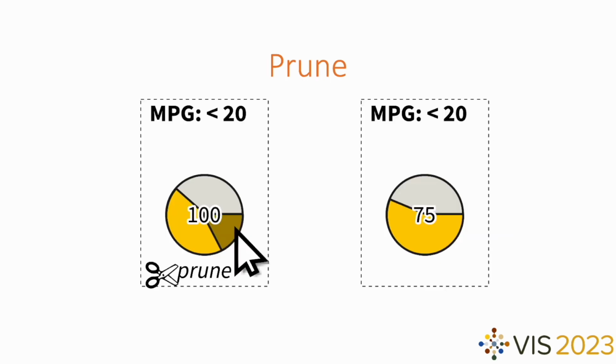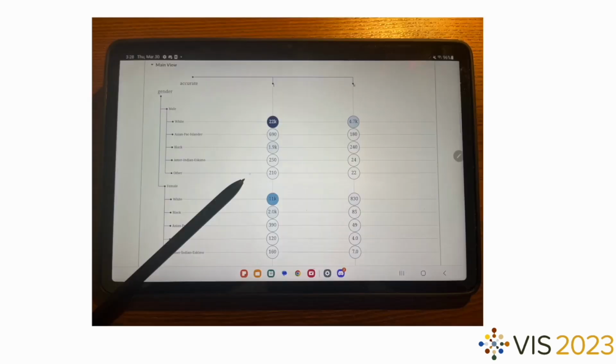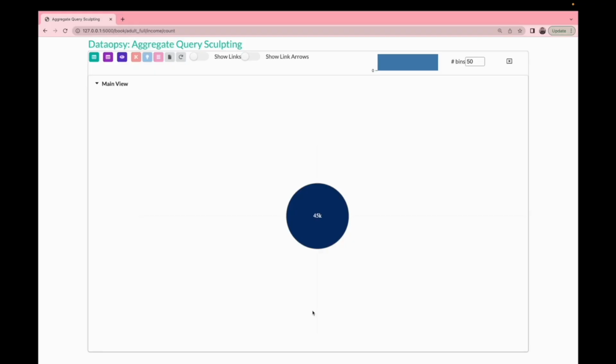Finally, the prune operation allows for eliminating selected supernodes from the view. We developed Dataopsy, a web-based visual analytics tool, to demonstrate AQS in practice. Dataopsy can be used in a standard web browser using any medium to large screen device. For example, the figure shows Dataopsy on a Samsung Galaxy S8 tablet device.